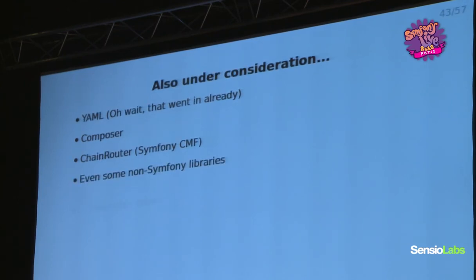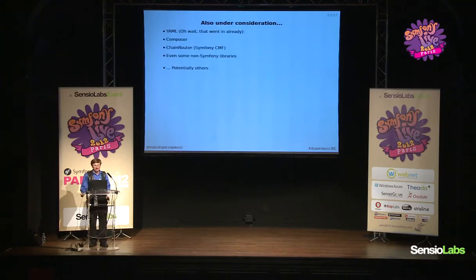We've talked about other non-Symfony libraries as well. From my understanding, most Symfony projects that need to do heavy work with Atom use the Zend Feed library. So we're looking at the same library if we're going to do Atom out of the box. And potentially others. This is not a final list of what Symfony components we're using. It probably will grow by the time we ship.